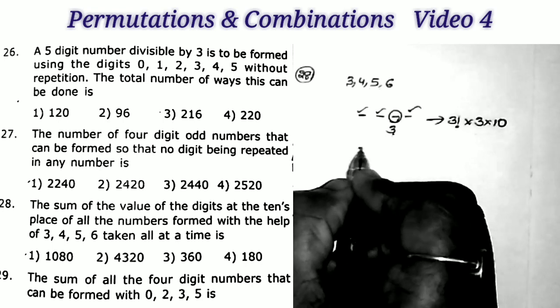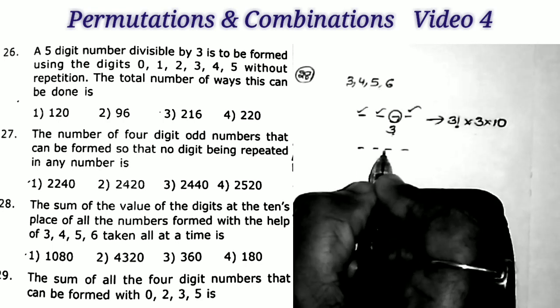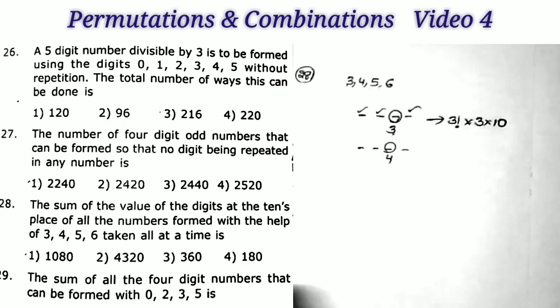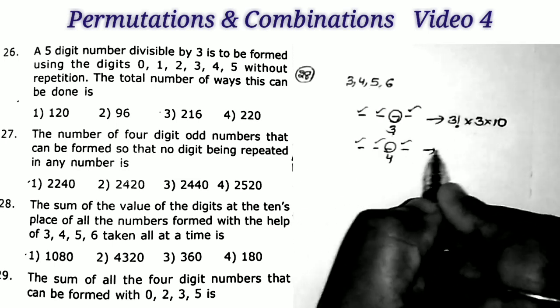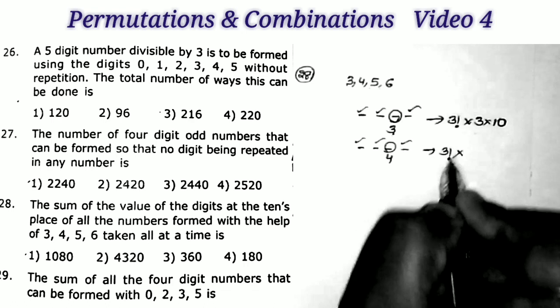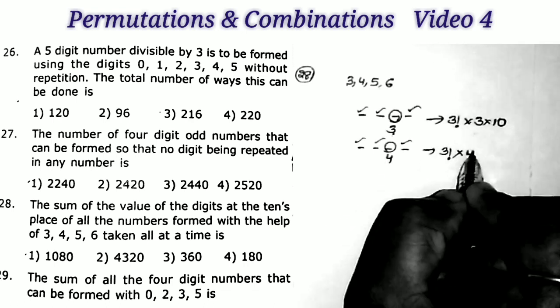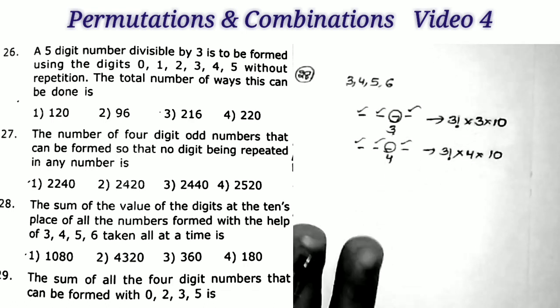Okay. Now, second time I place the number 4 at the tens place. Now we can fill the remaining 3 gaps by 3 factorial ways. Therefore, the sum of the digits is equal to 3 factorial into 4 into 10.